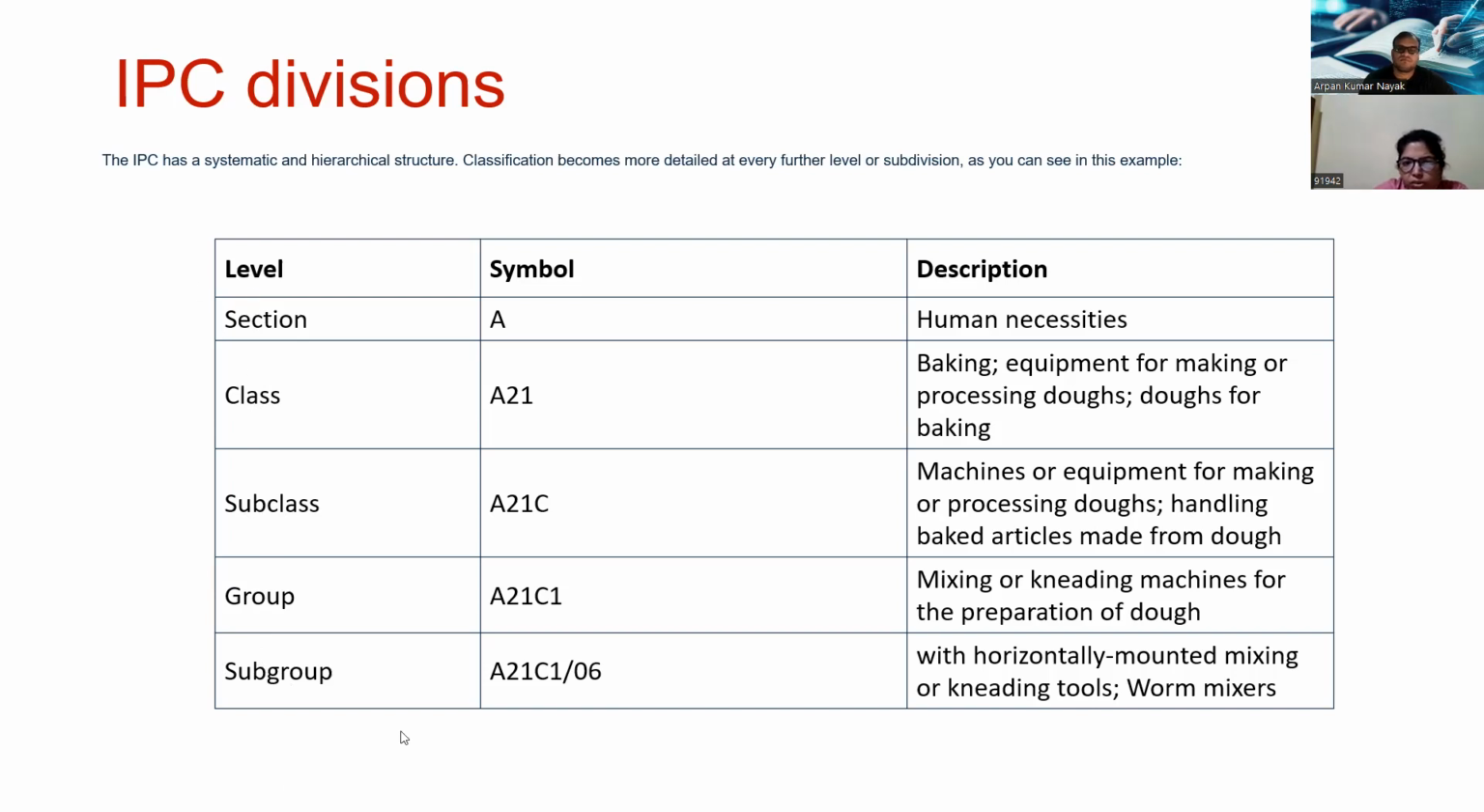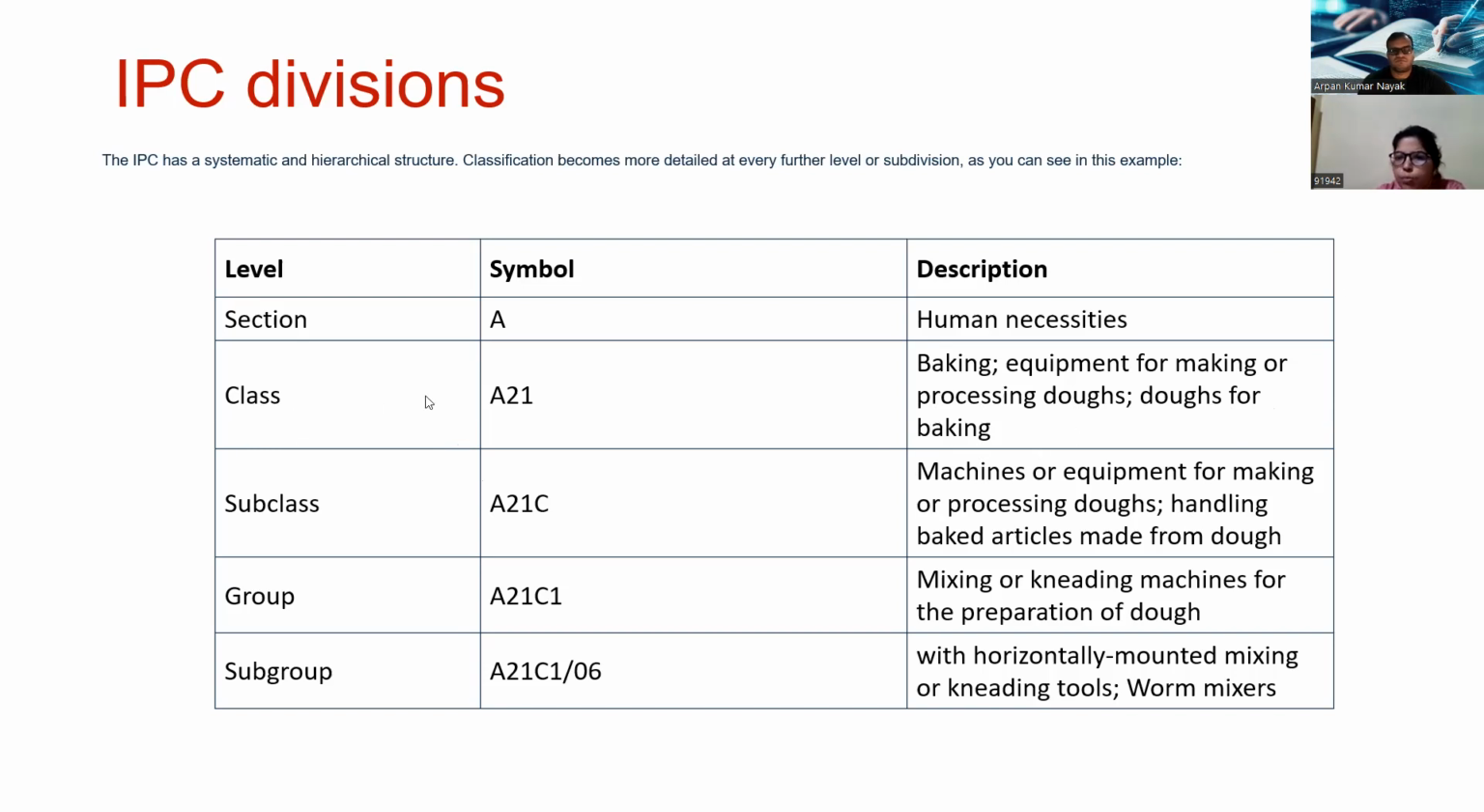These are the 5 labels, which are represented by the alphabet A. As we know, this is the section, and section A is for the human necessities. Under A, there is a class. So the digits 2, 1 represent a class of our section A. Now, what areas are covered by this particular class? This is baking, equipment for making or processing dough for baking. If your inventions are related to the baking sections, we will prefer the A21 class, and we get the relevant patents under this class.